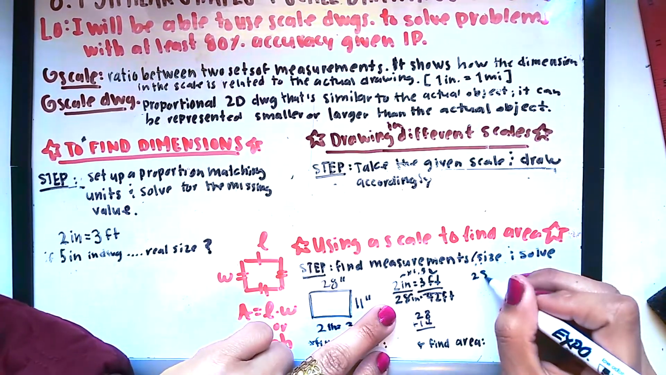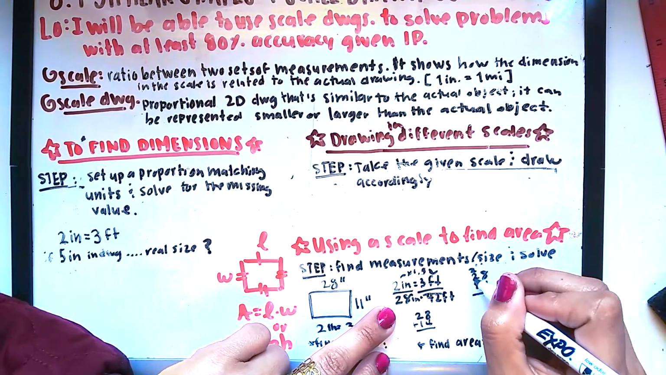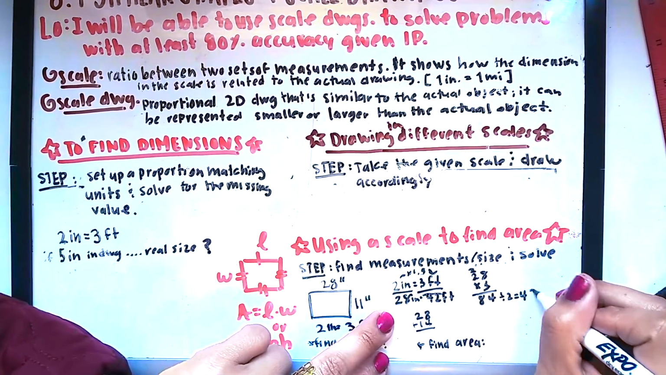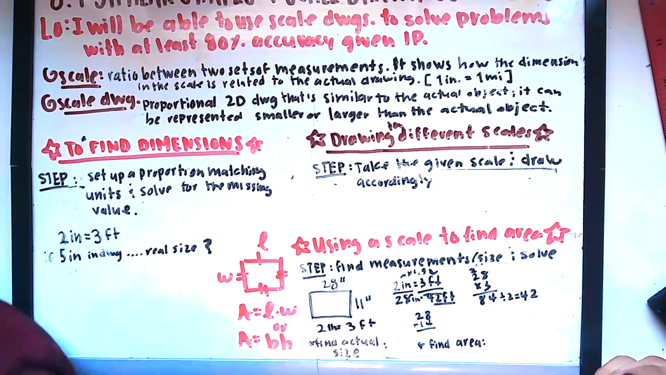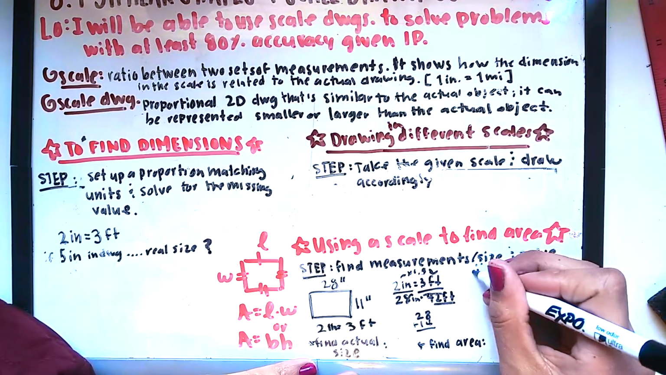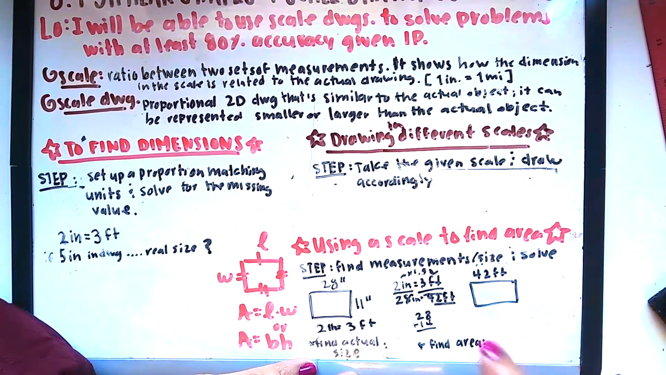So 28 times 3. 8 carry the 2 over. 3, 6 plus 2 more, that's 84. Divided by 2 is 42. So again, you get the same answer. And then I'm going to do the 11. Okay, so that's a 42. So then I have 42 feet by, let's figure out the 11.